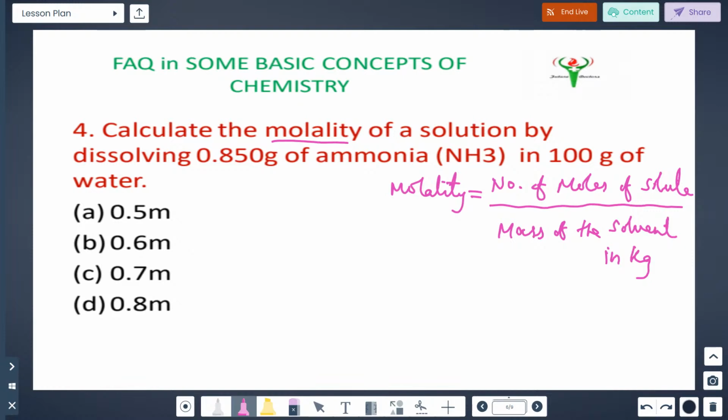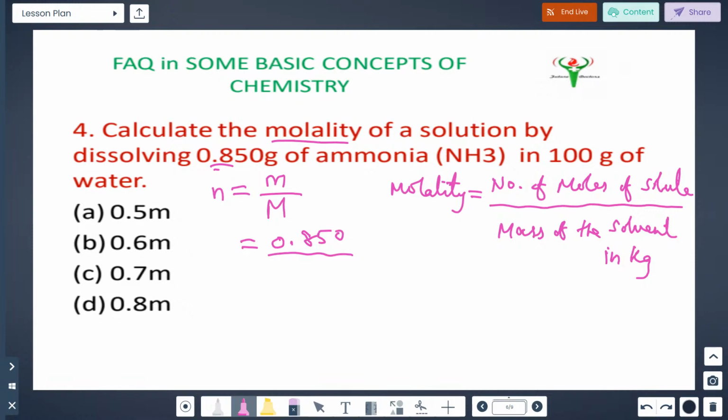Okay. Now see the number of moles. Number of moles I am doing separately. Number of moles means what's the formula? Mass by molar mass. Mass I use small letter m, molar mass I use capital letter M. Mass is given: 0.850 gram of ammonia, divided by molar mass.